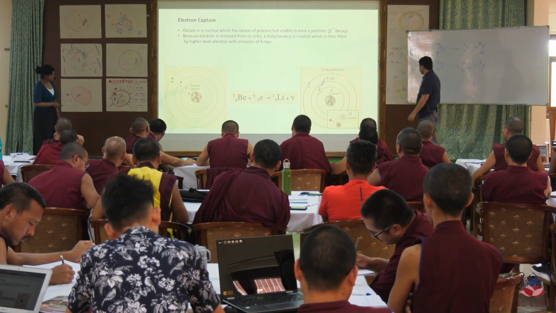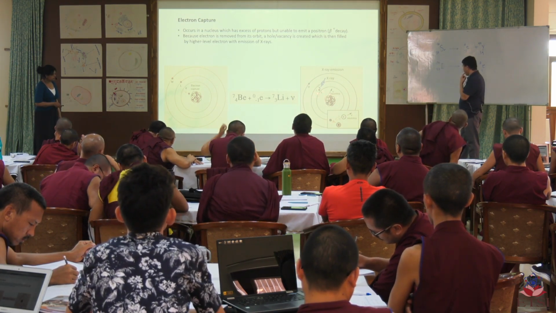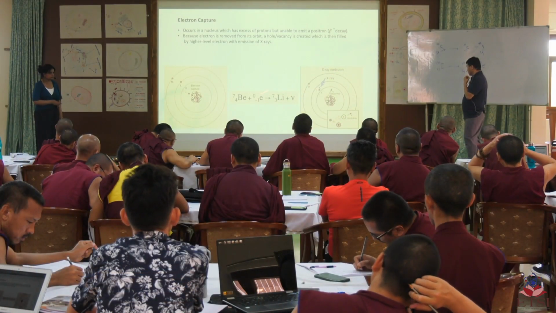So this is what actually happens. The electron from here is captured by the nucleus. A vacancy is created here. So from the higher level, the electron moves to this place. When it moves from higher to lower, it emits X-rays. So this is how it happens.